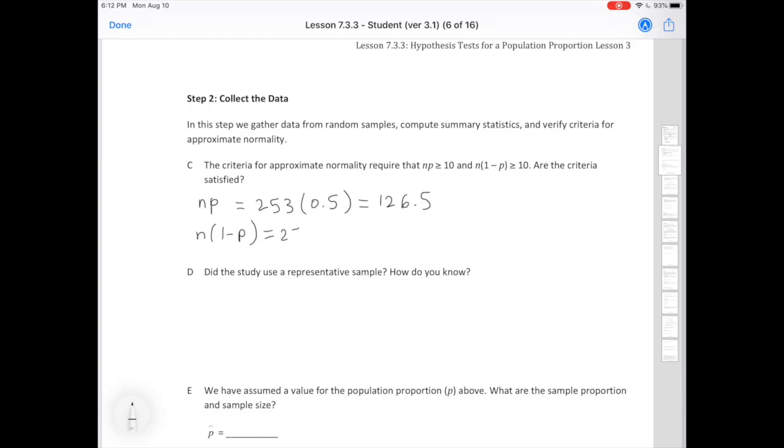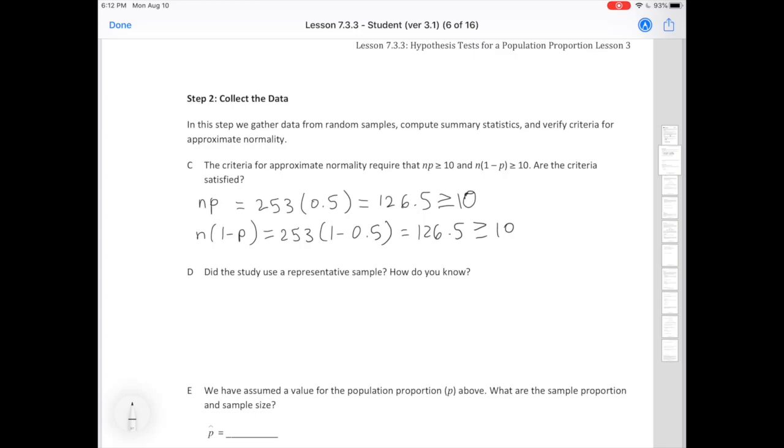What about 253 times 1 minus 0.5? Again, multiply these in your calculator. If you put the parentheses in right, you should get the same answer actually. And this is bigger than 10, and this is bigger than 10 as well. So yes. So it says, are the criteria satisfied?